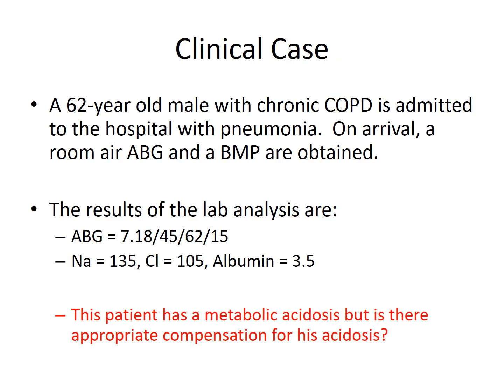Now, let's go back to our original clinical case. As you may recall, this is a 62-year-old male with chronic COPD having an acute COPD exacerbation and lobar pneumonia with a primary metabolic acidosis from his complicated ABG and BMP results. So we'll cut right to the chase. Does he have an appropriate compensation of his primary metabolic acidosis? I'll wait a second.